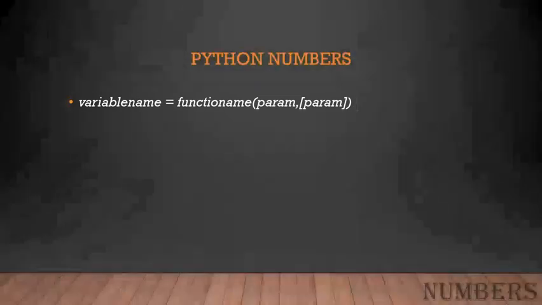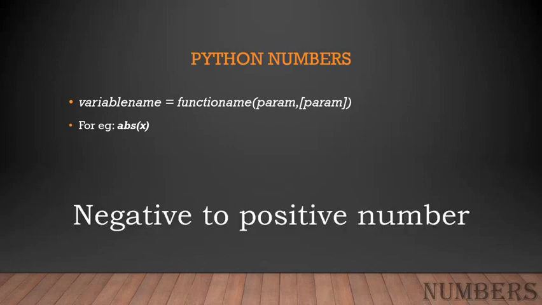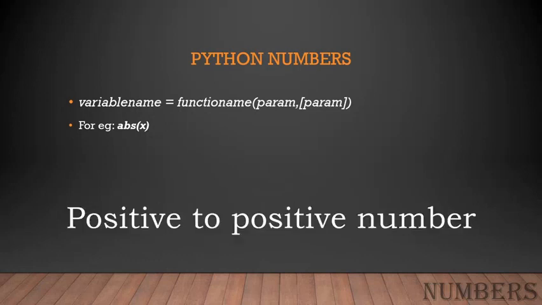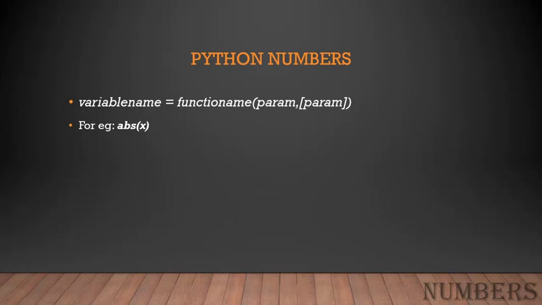For example, we'll be seeing absolute value. If you are familiar with math, you know what an absolute value is, but still, no need to worry. Here, absolute value will take a number and give out the absolute value of that number. This means if you pass a negative number, it will give you back a positive number. If you pass a positive number, it will send back the positive number itself. So basically it will remove the negative sign. That is about absolute value.